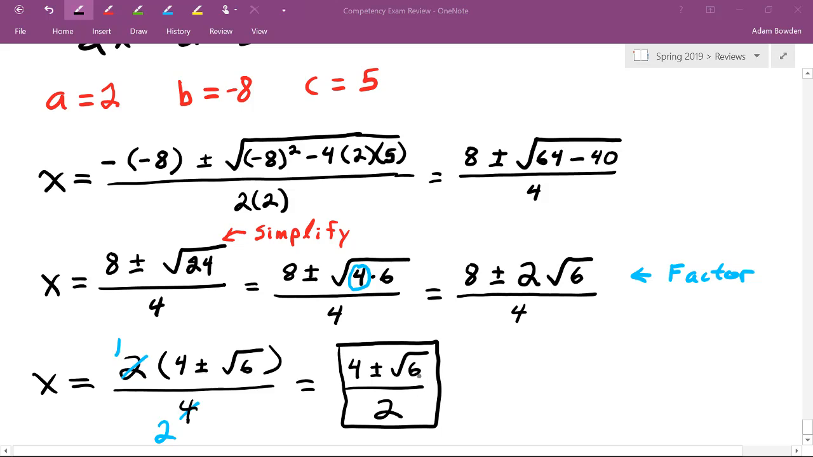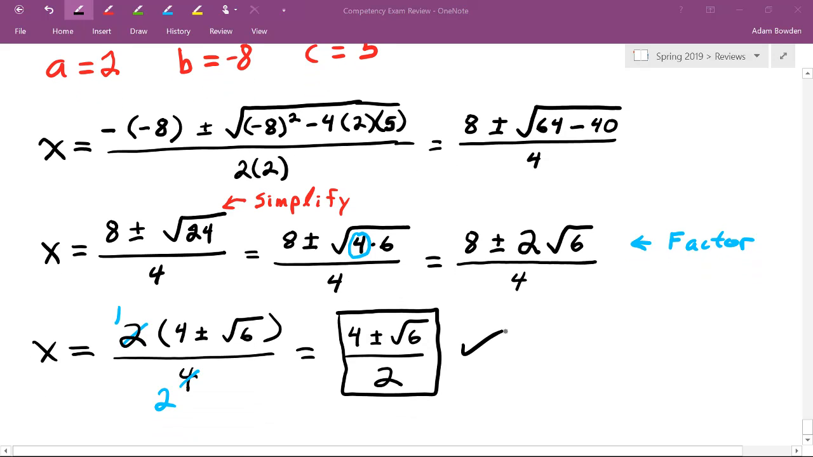And that's actually now the most simplified answer we can get it to. The 4, the 2, and the 6 are all not going to reduce. The only way we can reduce is if we did what we did in the last step, which is to factor a number and then reduce it from the numerator and denominator. And so this would be the most simplified form of our answer.